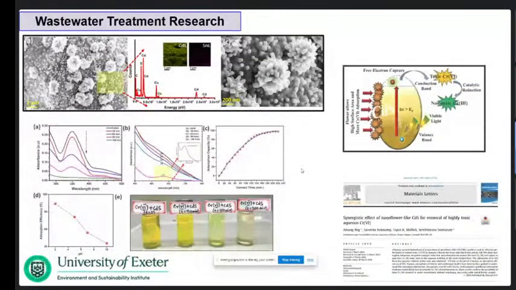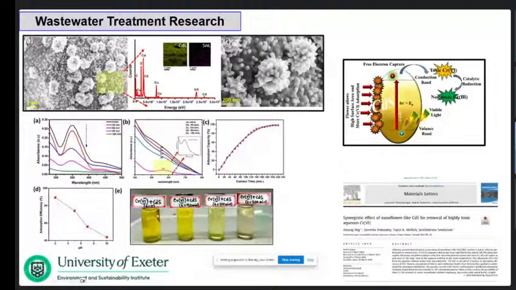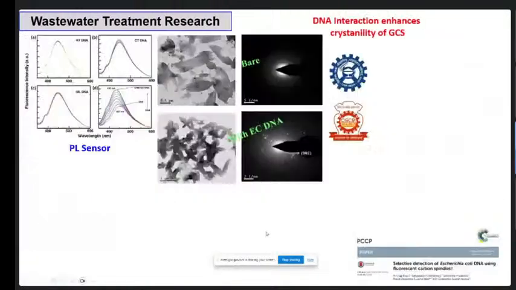Another example is the CdS, cadmium sulfide. In this case, we use some zinc oxide based, some CdS based catalyst again to remove the chromium. Chromium 6 is toxic, chromium 3 is non-toxic. So we need the catalytic reduction using this catalyst in presence of sunlight.